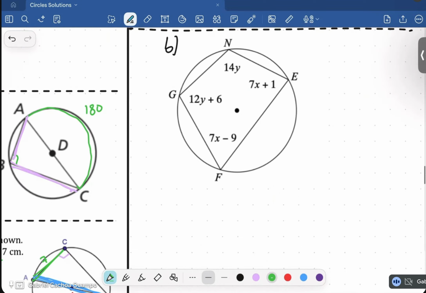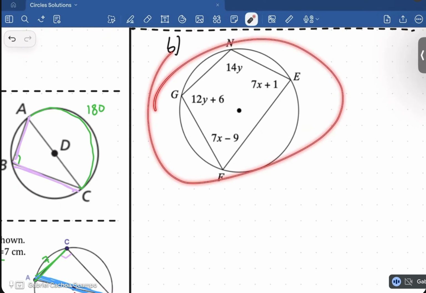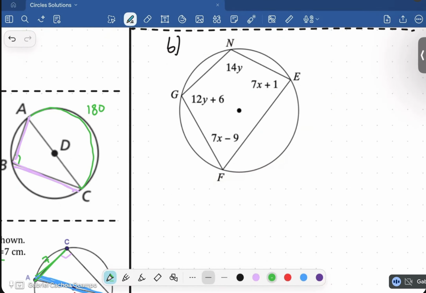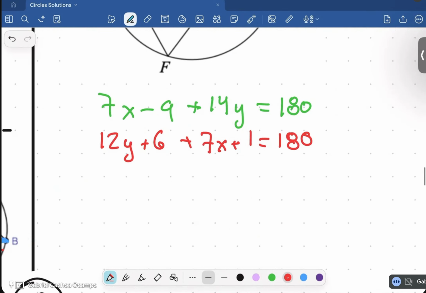Okay, this is the same, but a little bit more complicated. Actually, this is an exam level question, no? Because look, in here I have a system of equations. O sea, if I make these two guys equal, and if I make, I shouldn't make them equal. That is a mistake. If I make these two guys add up to 180, sorry. And if I make these two guys, 12y plus 6 plus 7x plus 1, add up to 180, o sea, this turns into a system of equations.